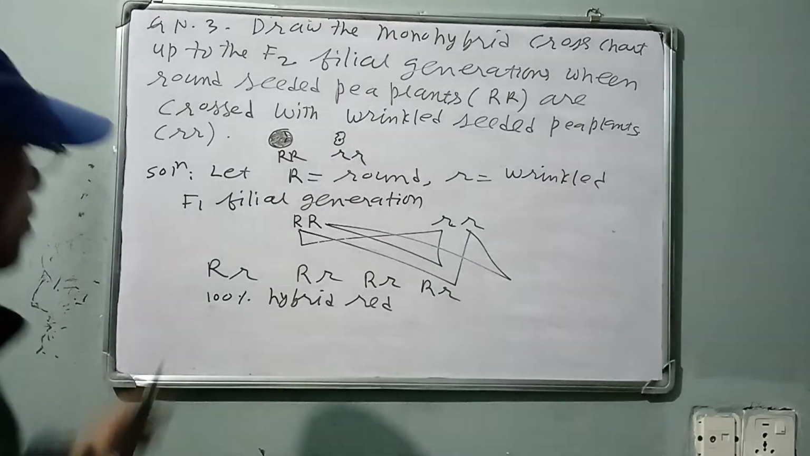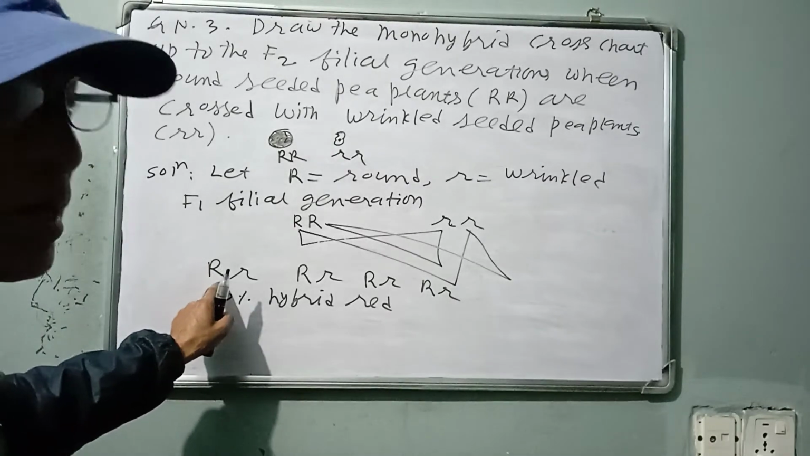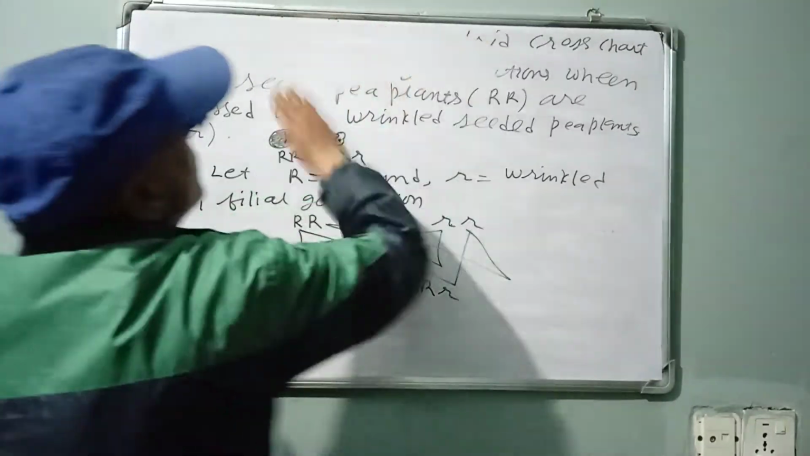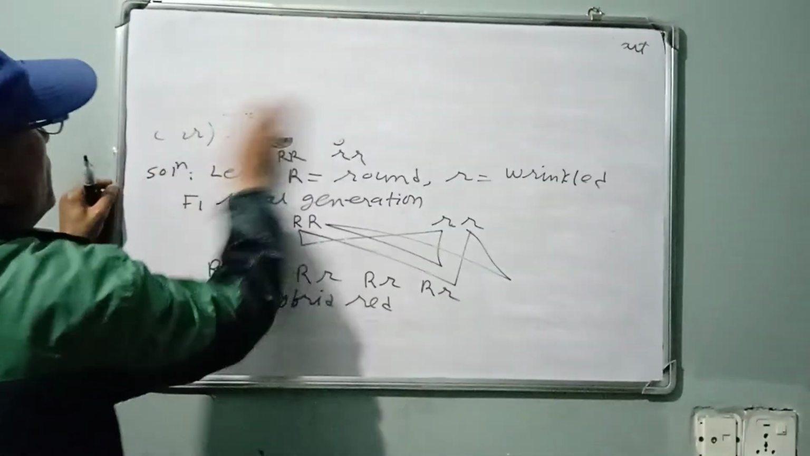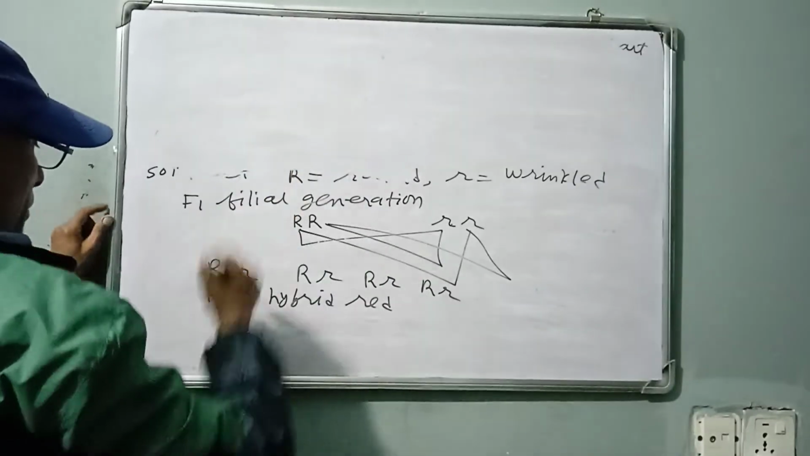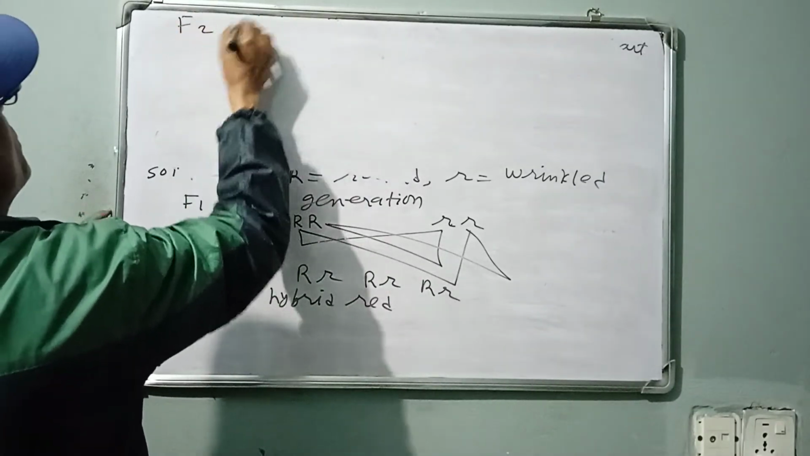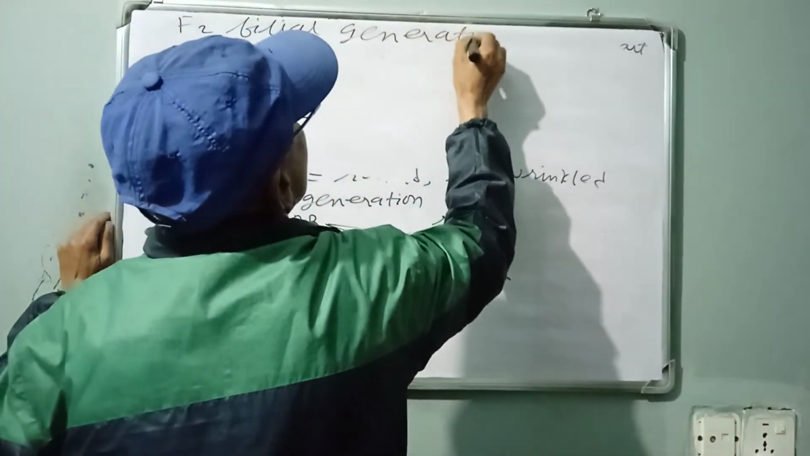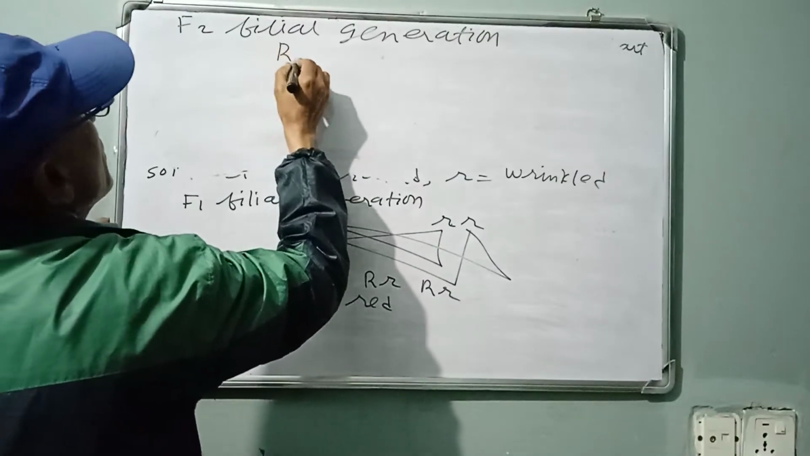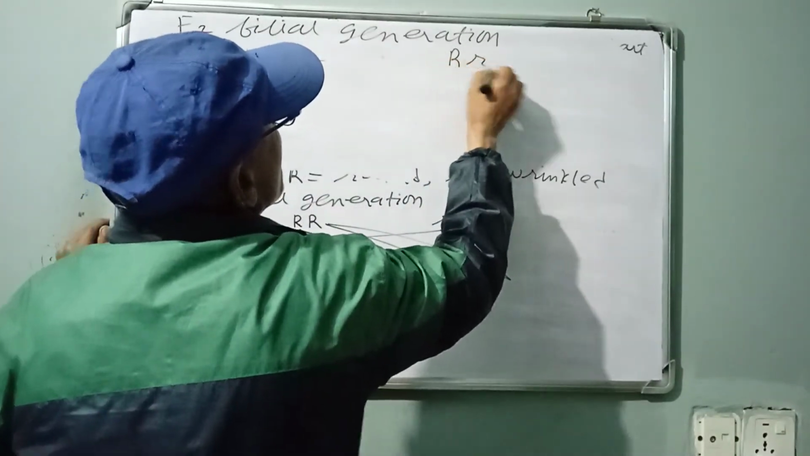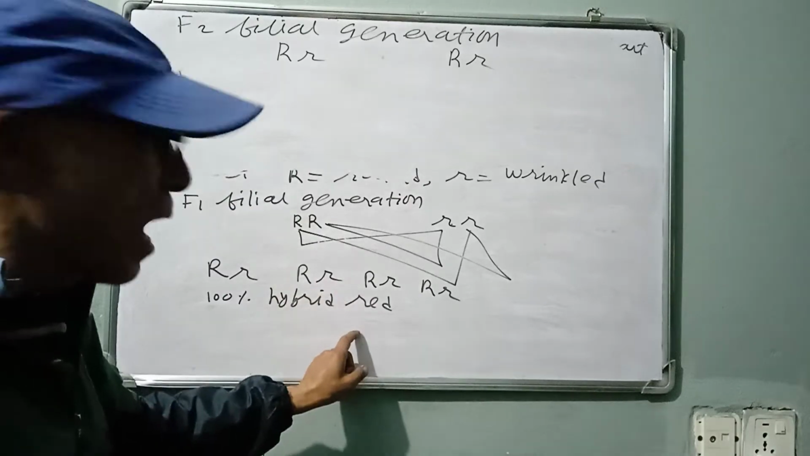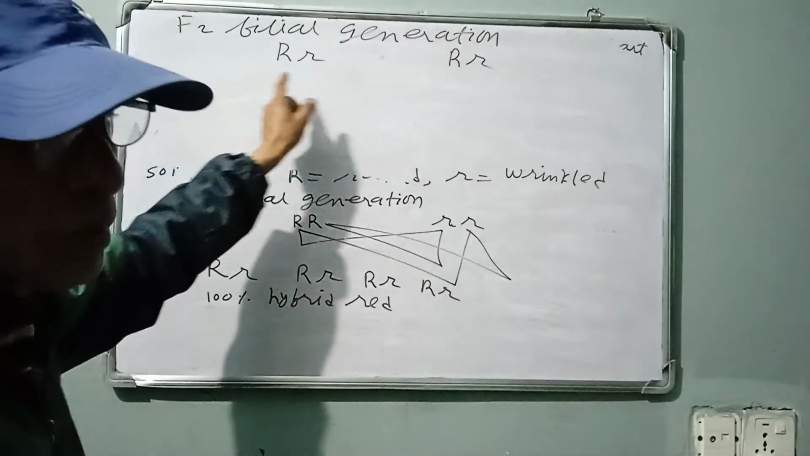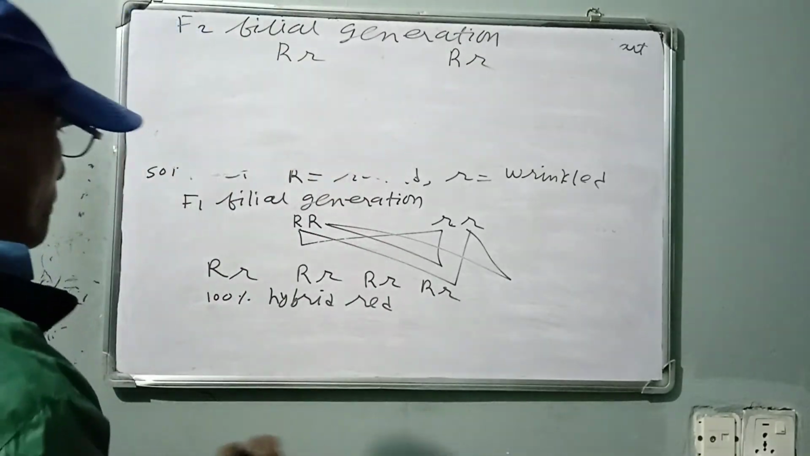So 100% hybrid rate. When you see capital small, you should know this generation is F1. How to know F1 or F2? F1 is capital small, 100% hybrid rate. In F2 filial generations, too, we write capital small. 100% hybrid rate means hybrid red, not pure red.